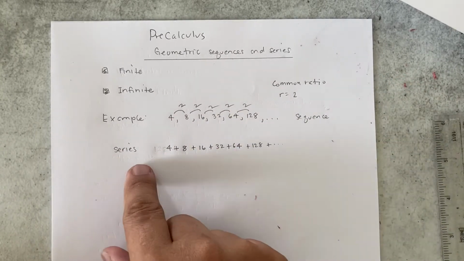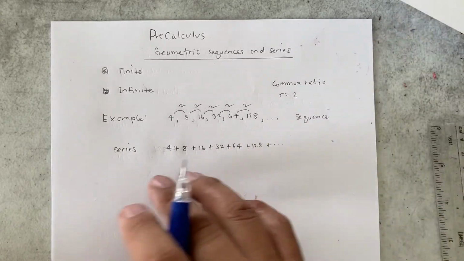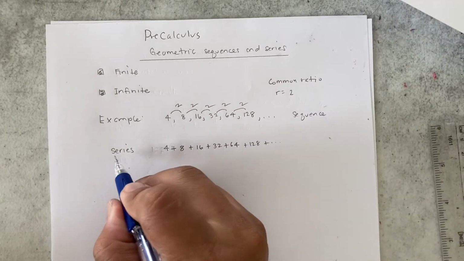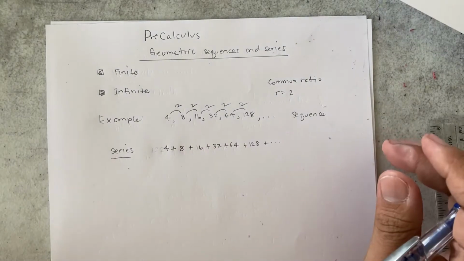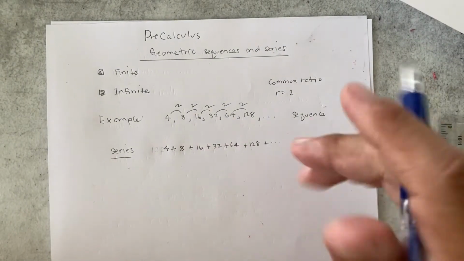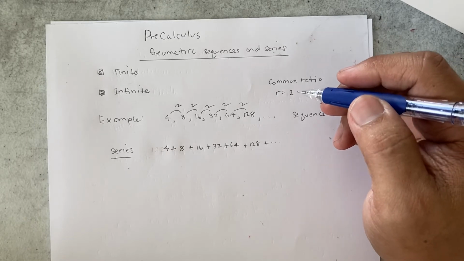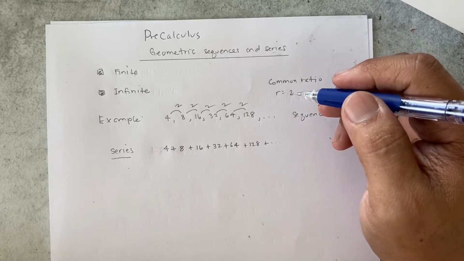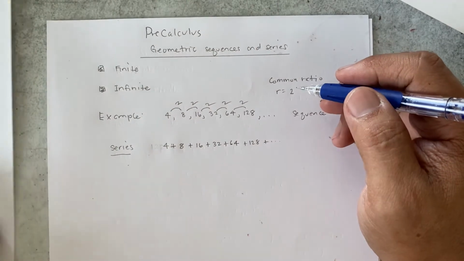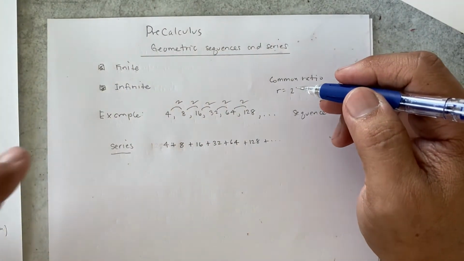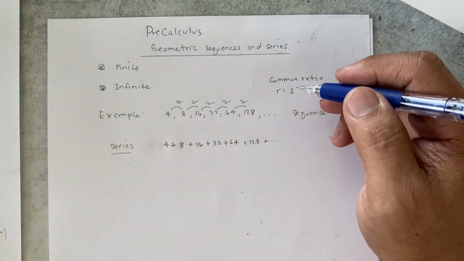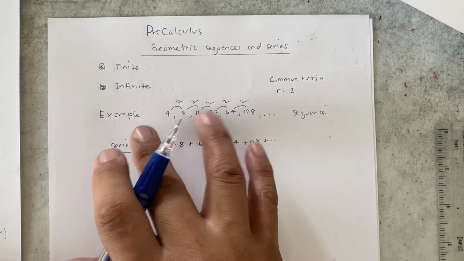Now when we add those terms, it's called the geometric series. So if we're adding all the terms in the sequence, it's called a series. So we're going to derive the finite sum of the geometric sequences. When we add it up, it's going to be a series. Okay, so let's start off with looking at this.